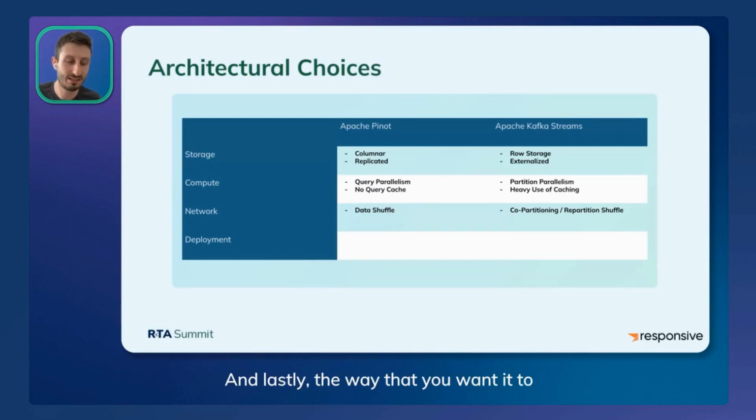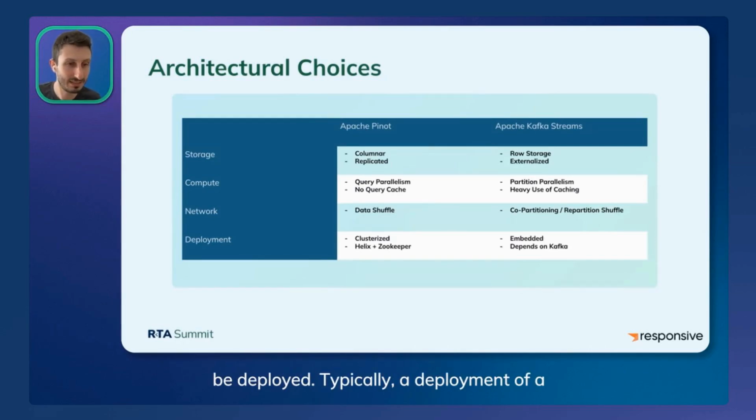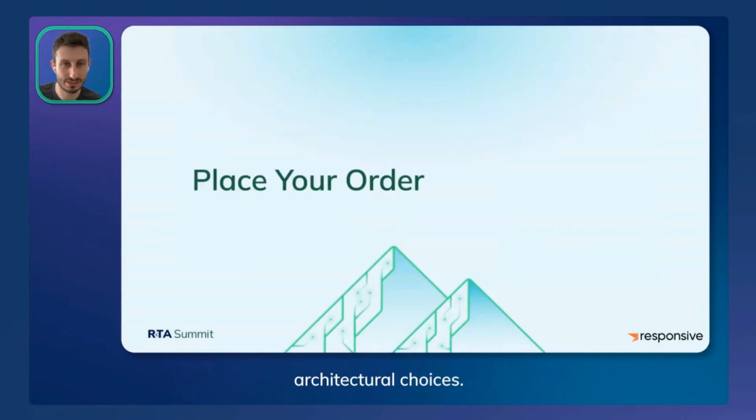And lastly, the way that you want it to be deployed. Typically, a deployment of a database is going to be centralized, whereas a deployment of a stream processor is going to be embedded into your application and depend only on Kafka. So those are the different architectural choices.